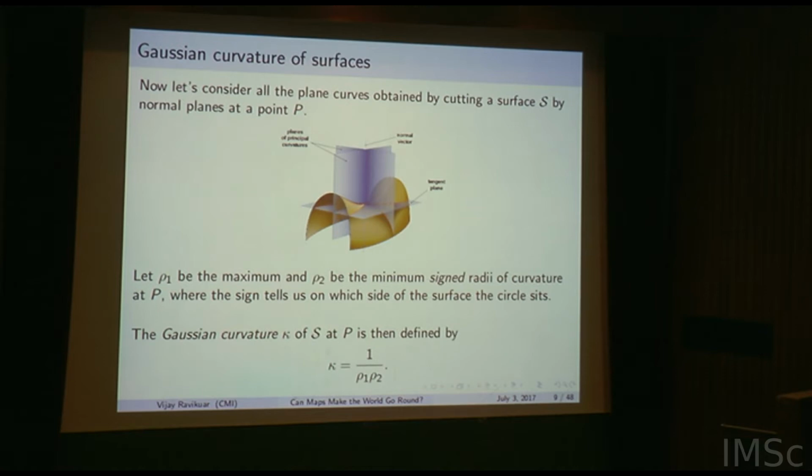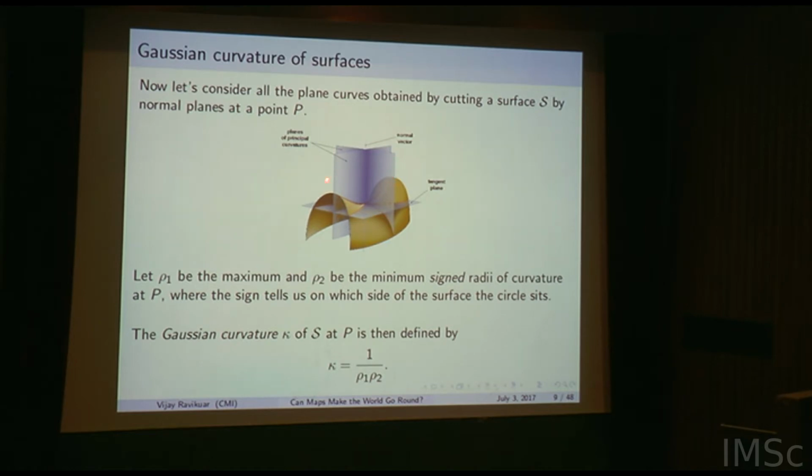So now let's move to a surface. At a given point P on a surface, we can intersect that surface with many, many different normal planes. Each plane, each cross section, will consist of a plane curve. So each normal plane that intersects the surface, that intersection is going to be a plane curve. For each of those plane curves, we can measure the curvature, or the radius of curvature of it.